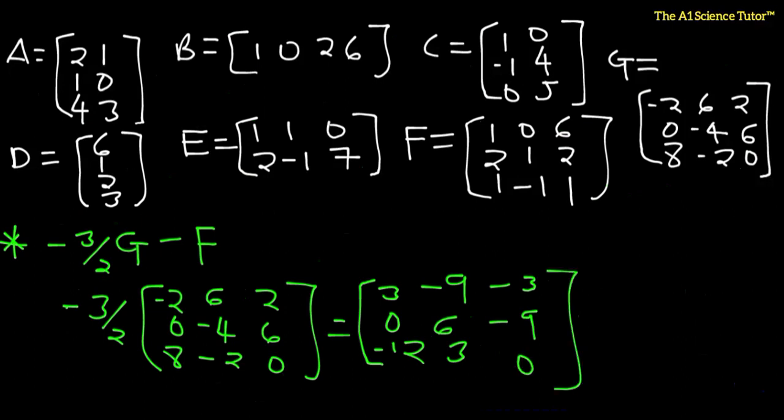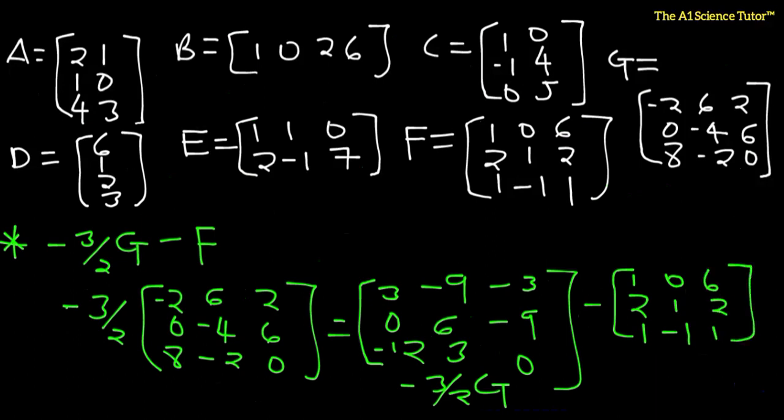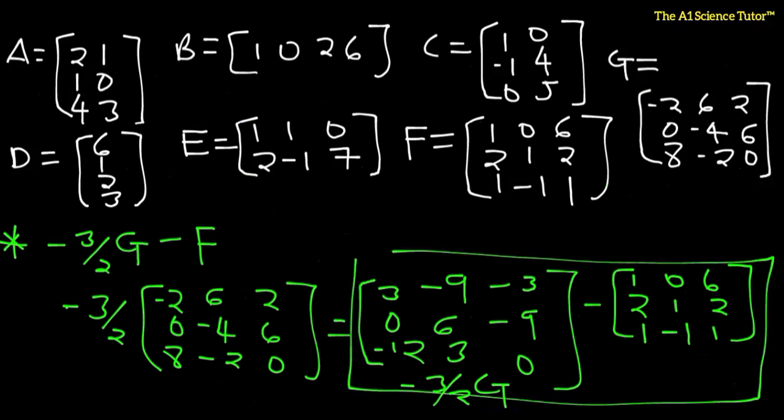So this is -3 halves of G. Now bear in mind, if you have ordinary numbers multiplying matrices, which are basically vectors, this is what we call scalar multiplication of vectors. So this is -3 halves of the matrix G, and this is the answer. So we need to subtract the matrix F from this answer. Now what is the matrix F? We have F to be 1, 2, 1, this is 0, 1, and -1, and then we have 6, 2 and 1 right there. So we need to operate on these in the final step.